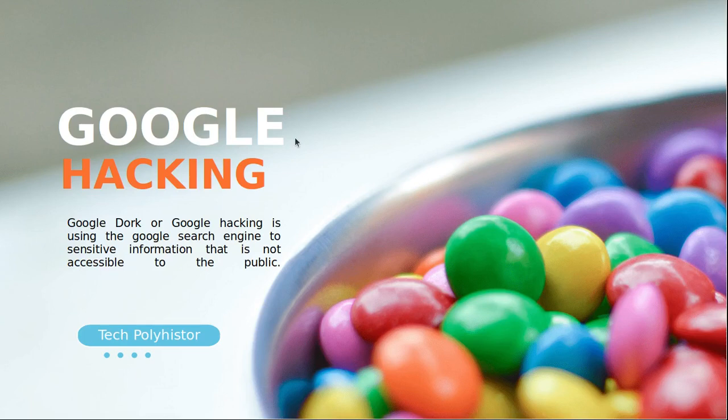I'll be talking about Google Arcane or Google Doc. You can call it either of them, either Google Docking or Google Arcane. Yeah, the same thing. Now, generally we use Google as a search engine to search for information, but there is some sensitive information that you can't just search the normal way. And so that is where Google hacking comes in.